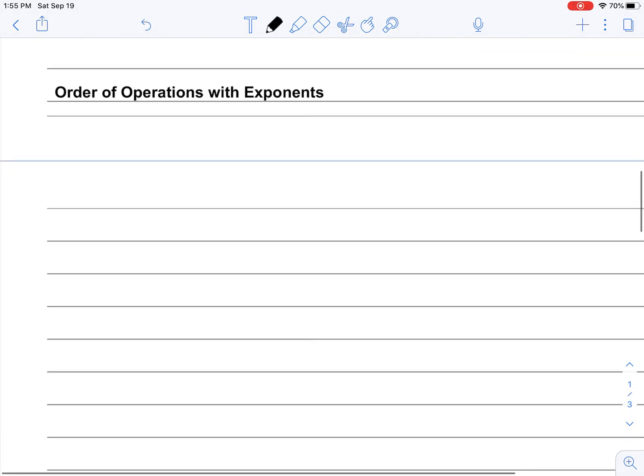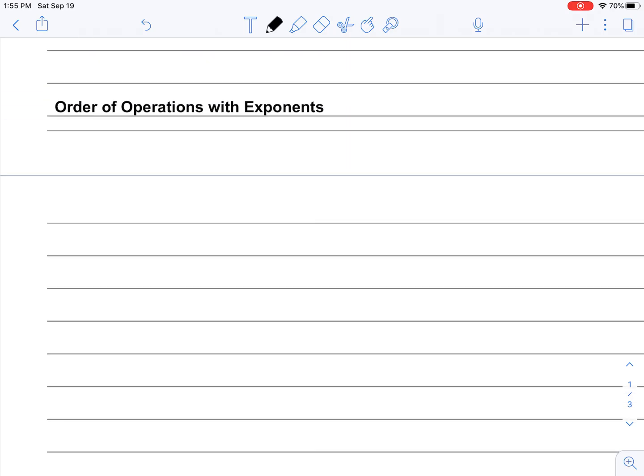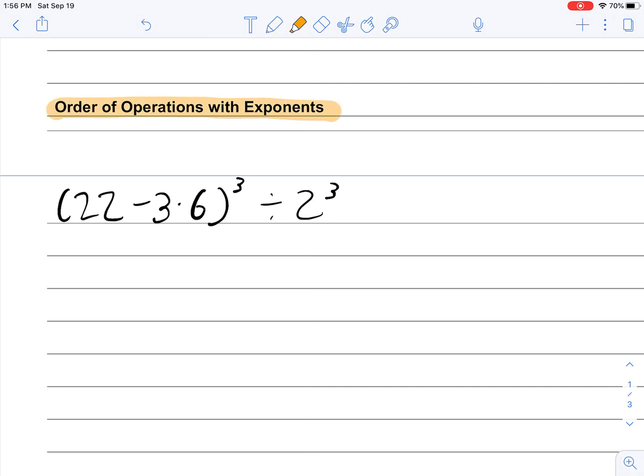What we really want to do with powers at this point, though, is we want to be able to do order of operations when we have problems that have exponents in them. So we're going to do a couple examples of problems that are going to use order of operations with exponents. So the first problem that we're going to do is 22 minus 3 times 6 to the third power divided by 2 to the third power. Okay? If we're going to use order of operations, remember that order of operations is parentheses, exponents, multiplication and division, and then addition and subtraction. So the first thing we need to do is parentheses.